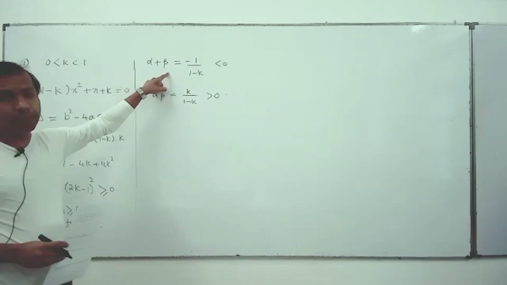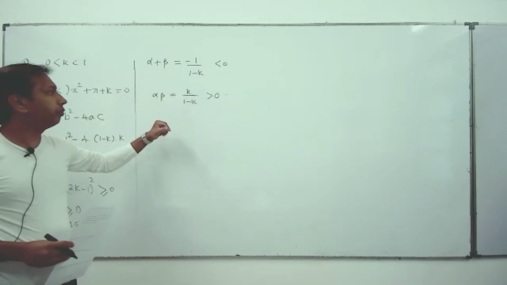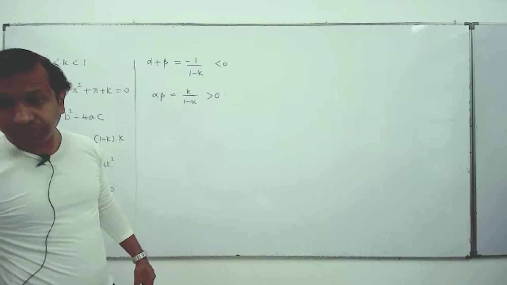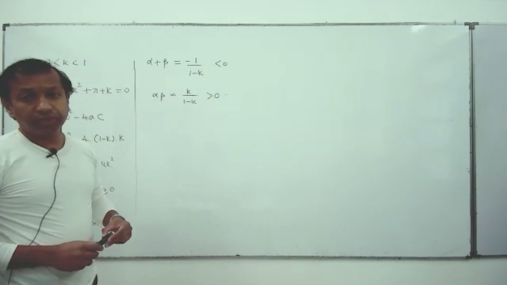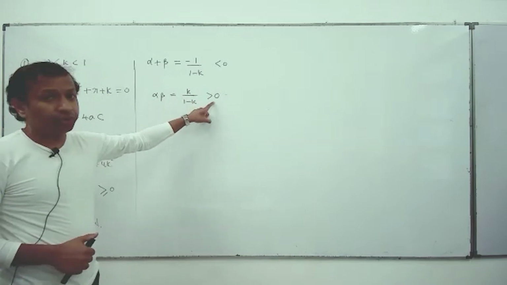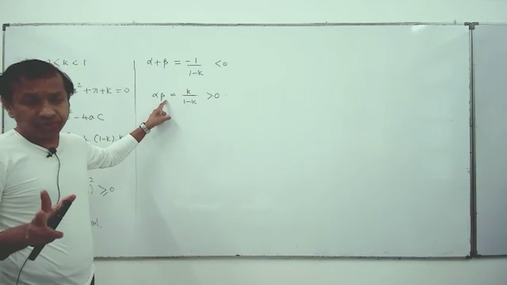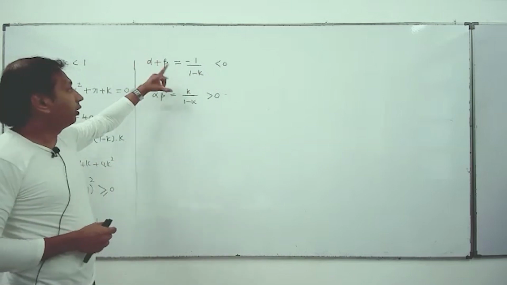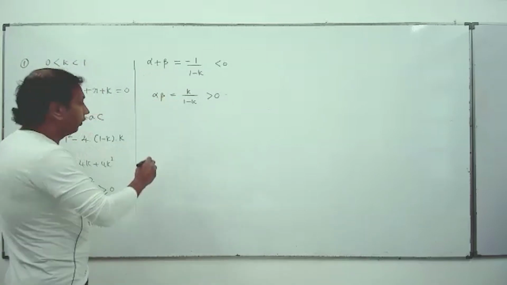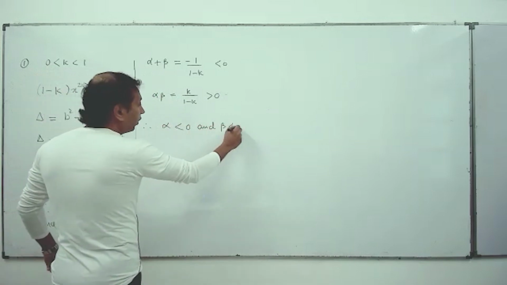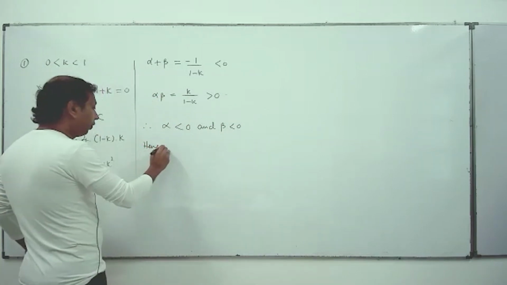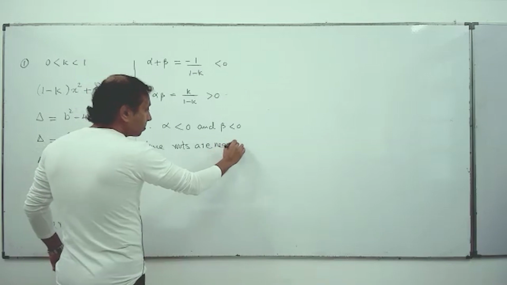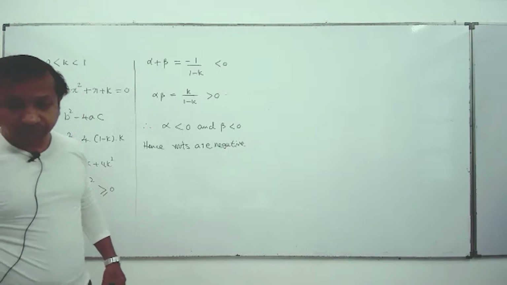There are two numbers alpha and beta. Their sum is negative. Their product is positive. Since the product is positive, alpha and beta should have the same sign. Since their sum is negative, each must be negative. So alpha plus beta negative, alpha beta positive says both alpha and beta negative. Therefore, alpha less than 0 and beta less than 0. Hence, roots are negative. That's how we take the first one.